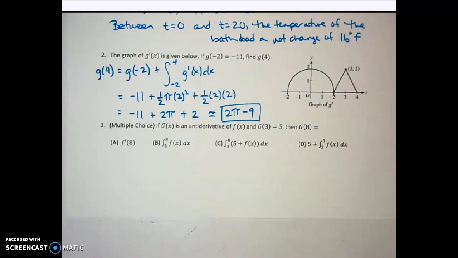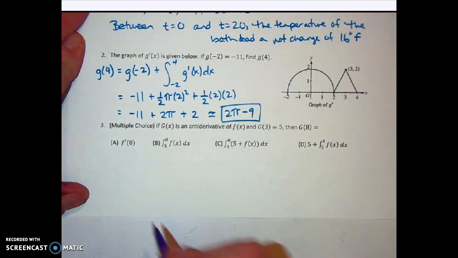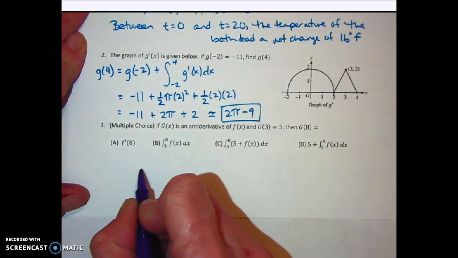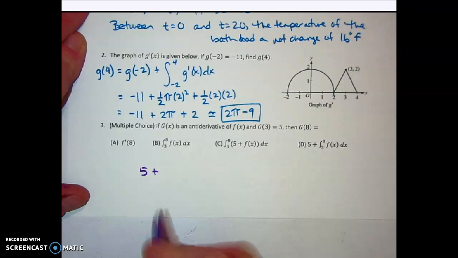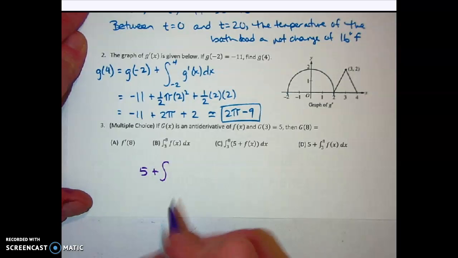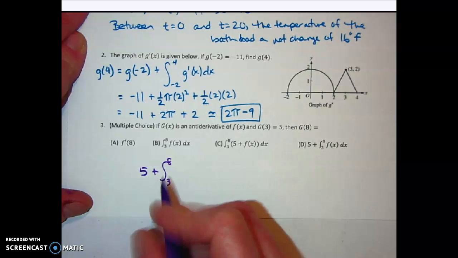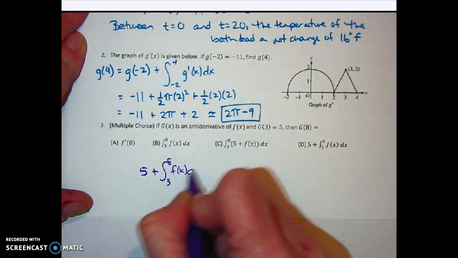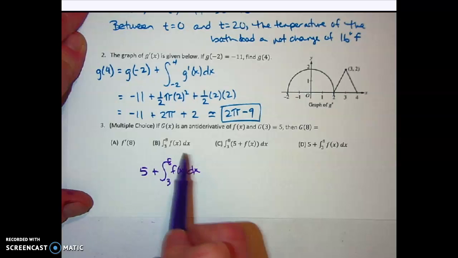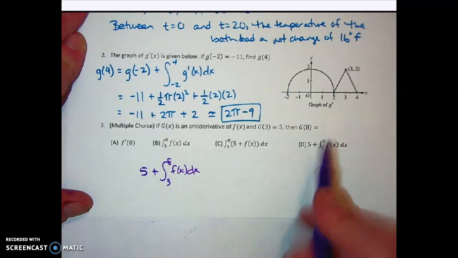Number 3. If g of x is the antiderivative of f of x, and g of 3 equals 5, then g of 8 is going to be what? Well, I have my 5, and then I need to find the accumulated change from 3 to 8 of f of x dx. So which one does that match? D.